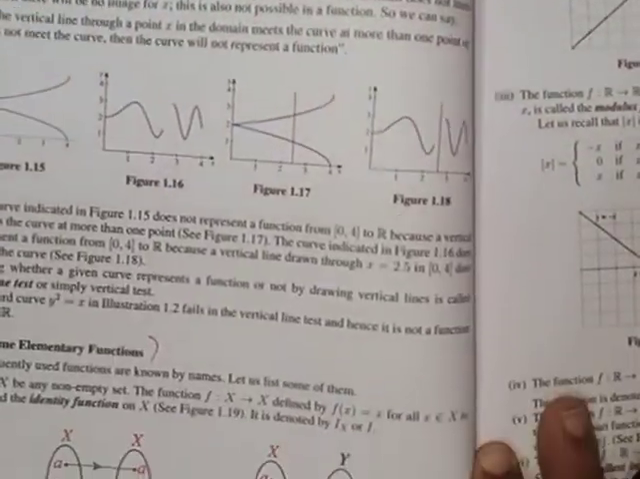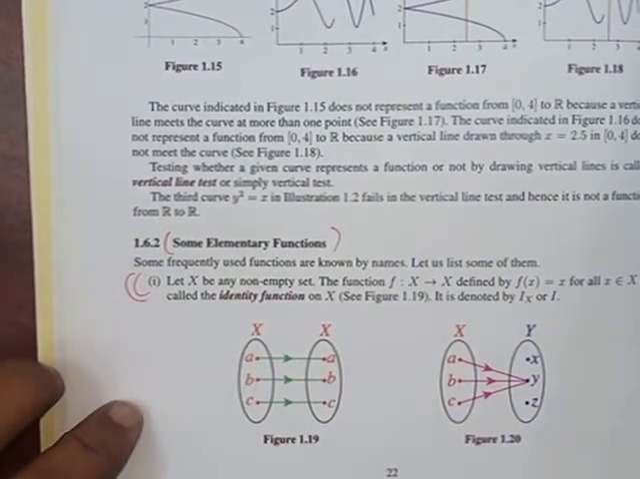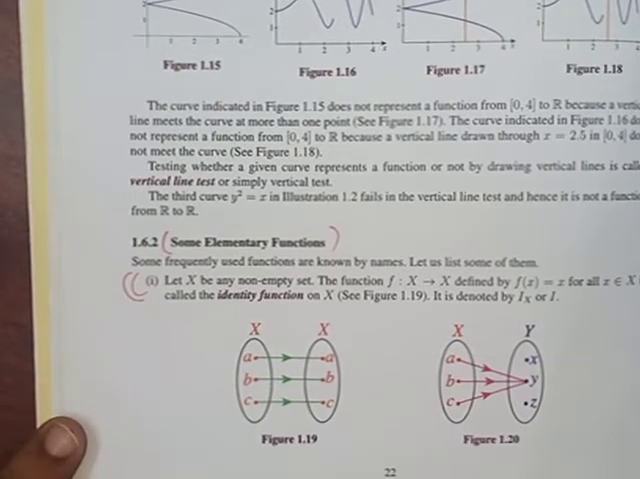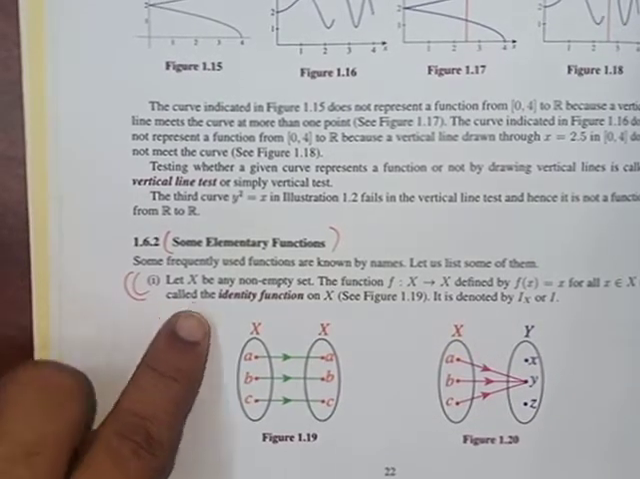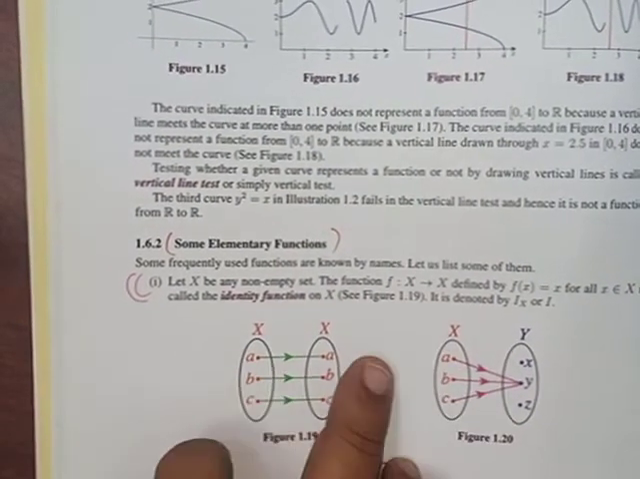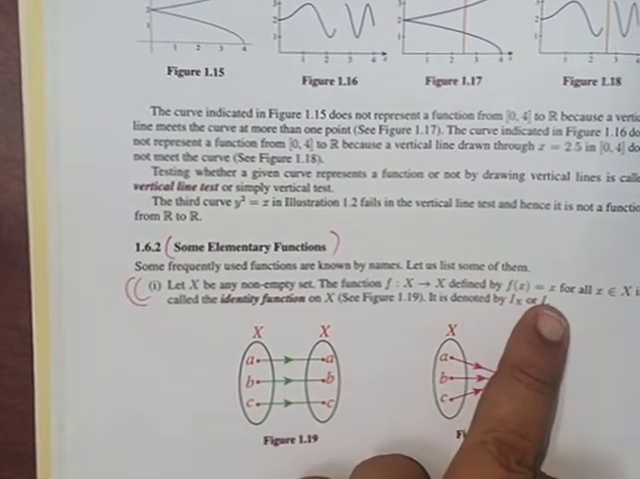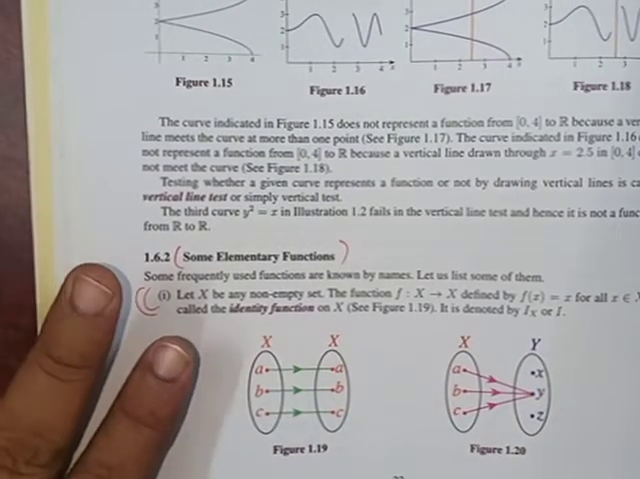Now, some elementary functions. All this you have learnt in the 10th standard itself. Subdivision number 1. Let X be a non-empty set. The function f from X to X defined by f of x equal to x for all x belongs to capital X is called the identity function.